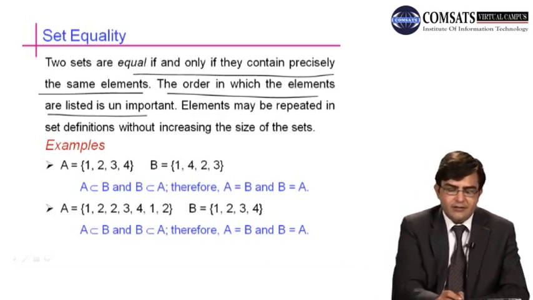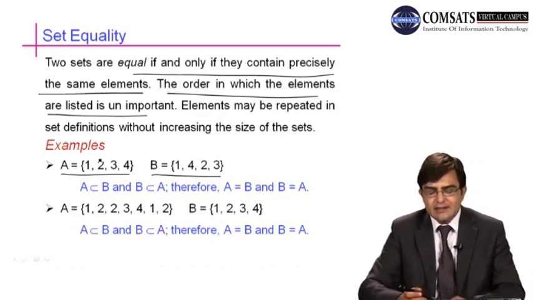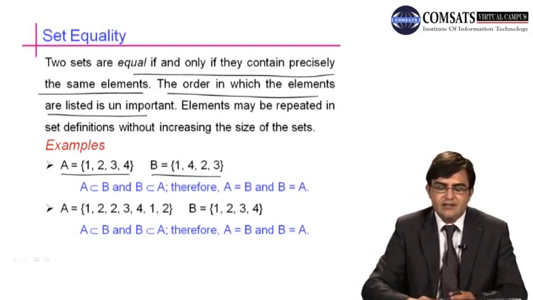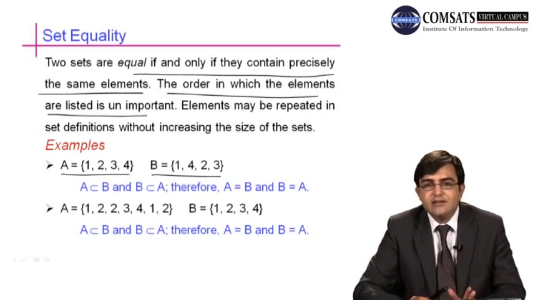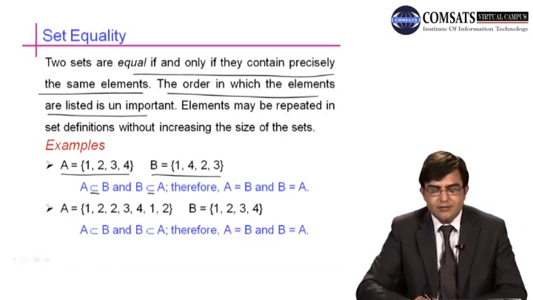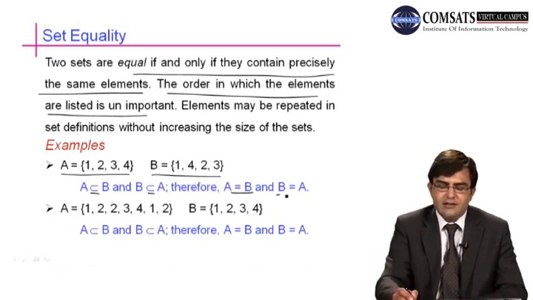For example, if we take A as 1, 2, 3, 4 and B as 1, 4, 2, 3, then these two sets are equal because they contain exactly the same elements and exactly the same number of elements. We can interchange the order of elements in the sets, and even then the sets are equal because A is a subset of B and B is a subset of A. Here this is an improper subset, not a proper subset. A is an improper subset of B and B is a subset of A, therefore A is equal to B and B is equal to A. We can write it as.